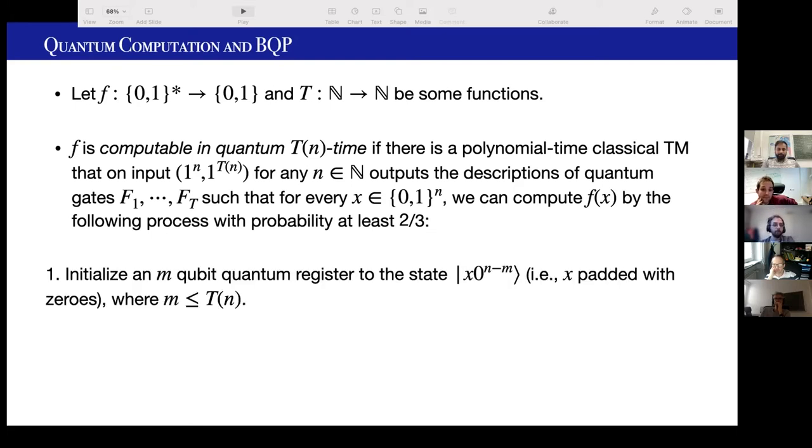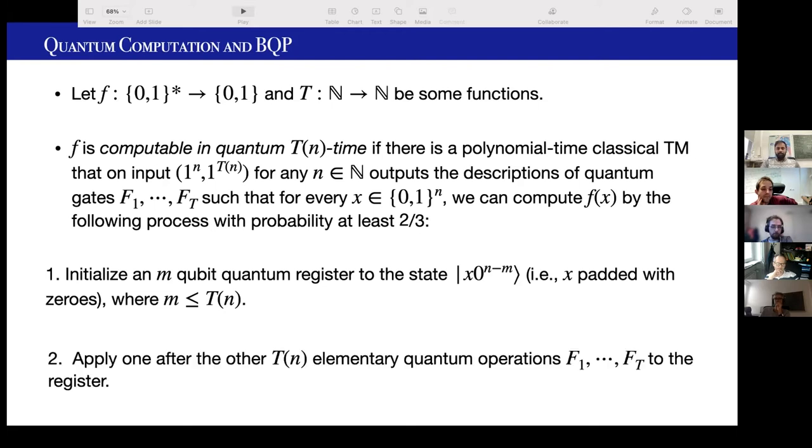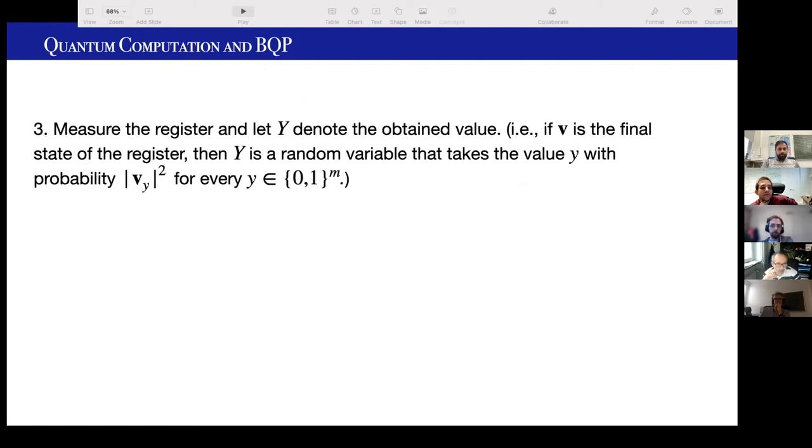And these steps are: we first initialize an m qubit quantum register to the state |x, 0...0>. So this is an m qubit state where x is n qubits, and this m is less than or equal to the runtime. So it cannot have more qubits than the runtime. And then since we know the description of these gates, we apply these gates one by one on this register. And then we measure the register and say the outcome is y.